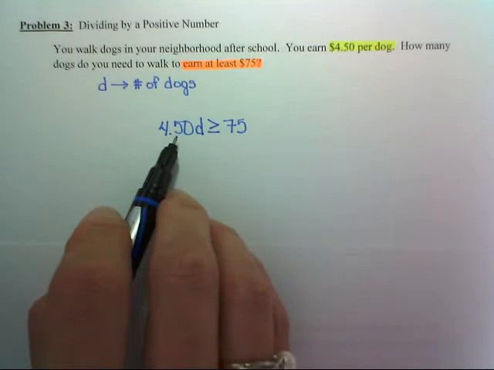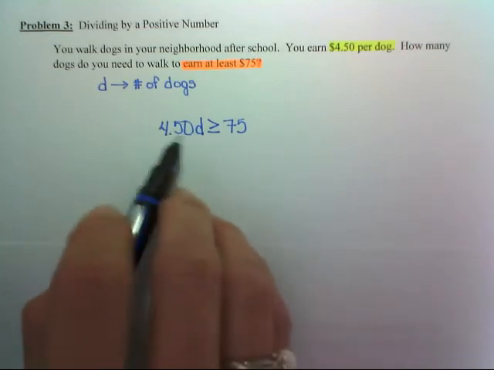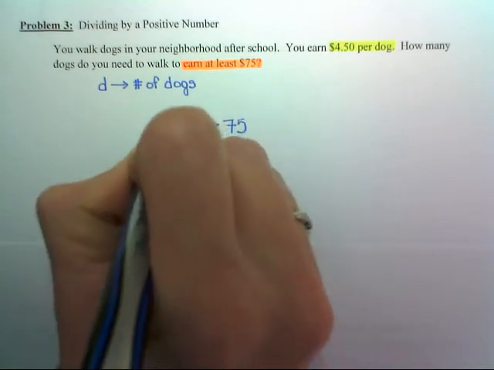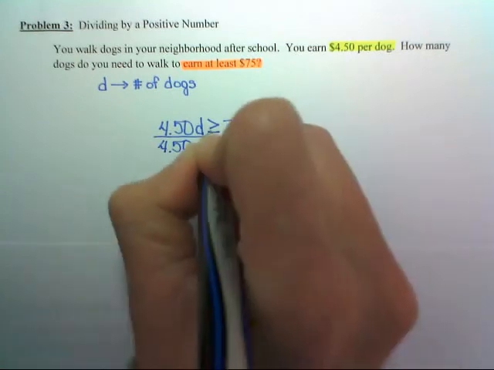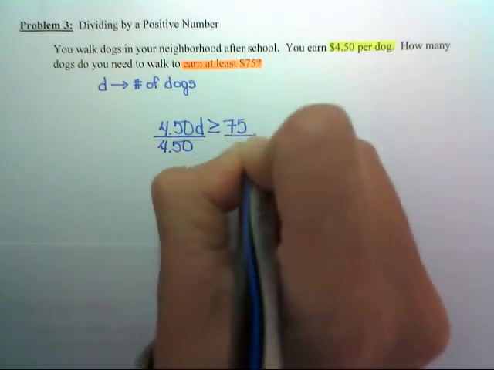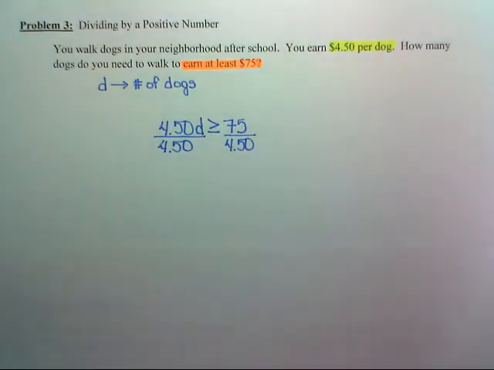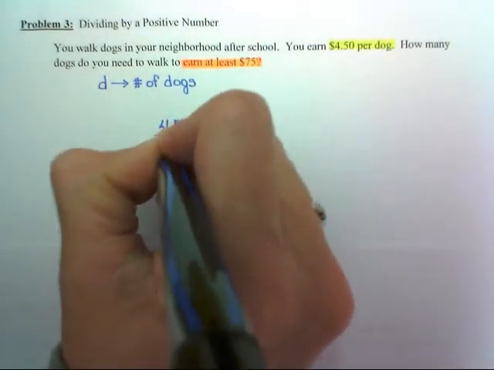How is the $4.50 attached to the D? Well, they're side by side, so that indicates multiplication. So the inverse of multiplying by $4.50 would be to divide by $4.50. Now, if I divide this side by 4.50, I have to go to the other side of the inequality symbol and divide by 4.50. So you've got 4.50 divided by 4.50, which you want, because when you divide 4.50 by 4.50, you're going to get 1D.